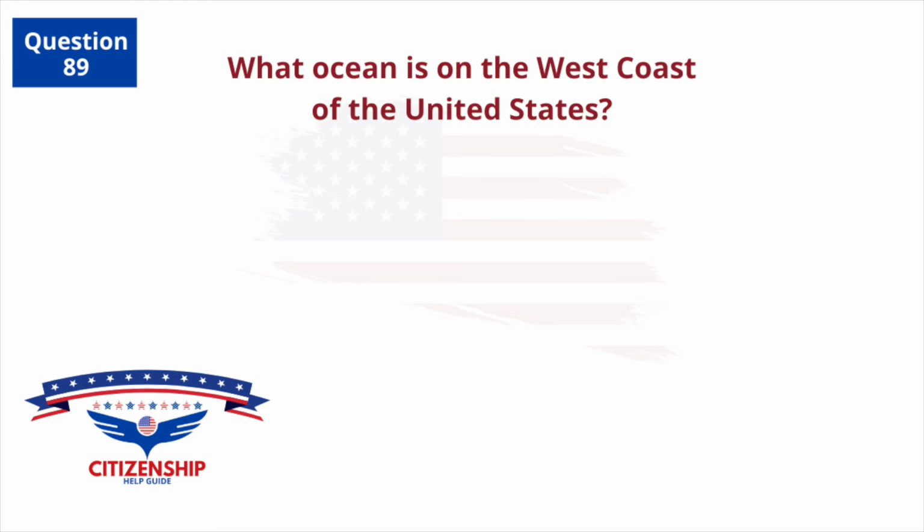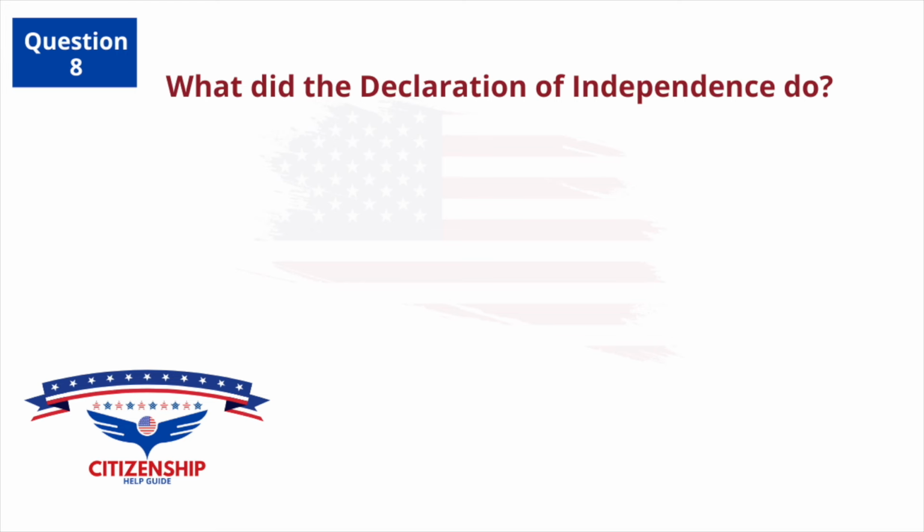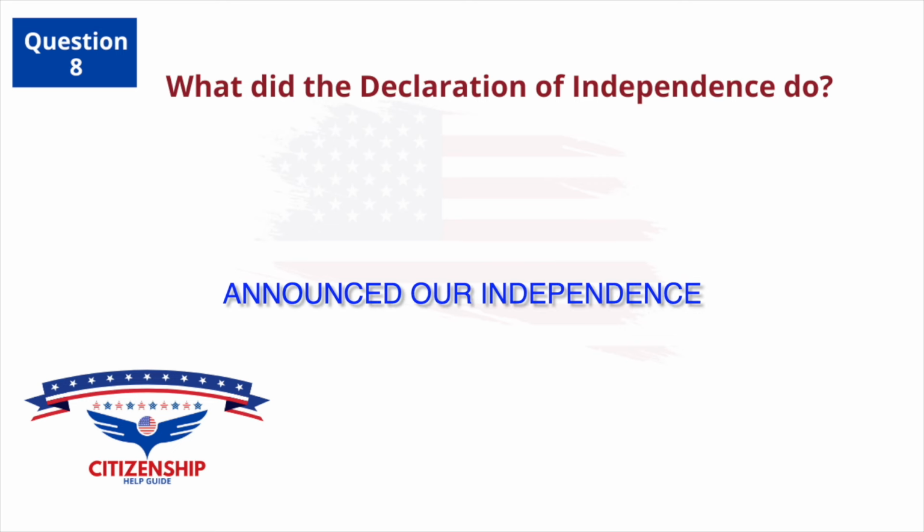What ocean is on the west coast of the United States? Pacific Ocean. What did the Declaration of Independence do? Announced our independence from Great Britain.